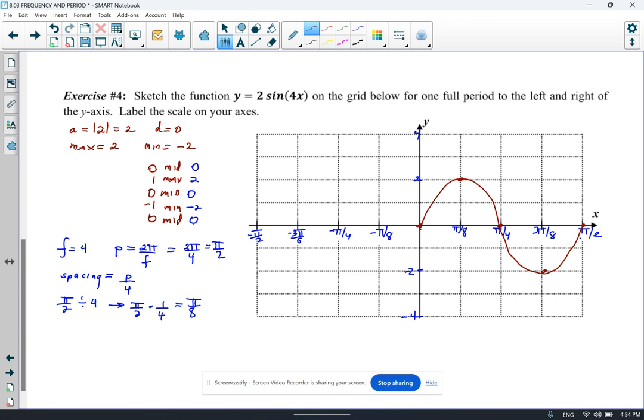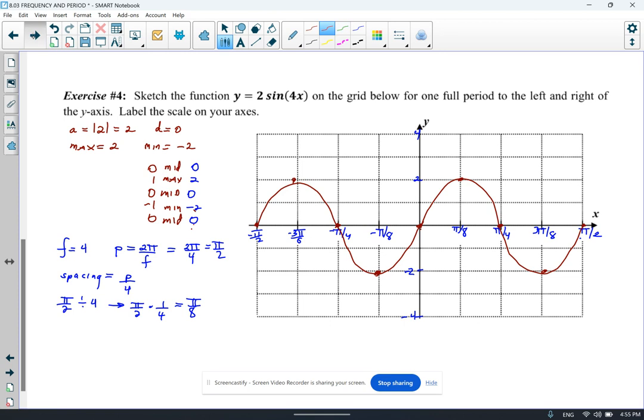You're at 0, 0. So now you're at negative pi over 8, negative pi over 2, and then you're back to 0, and then you're back to 2, and then you're back to 0. And so now we have a nice smooth graph of this function.